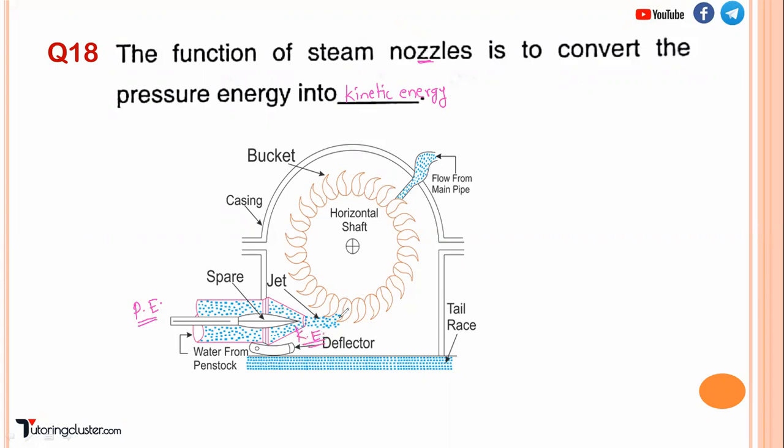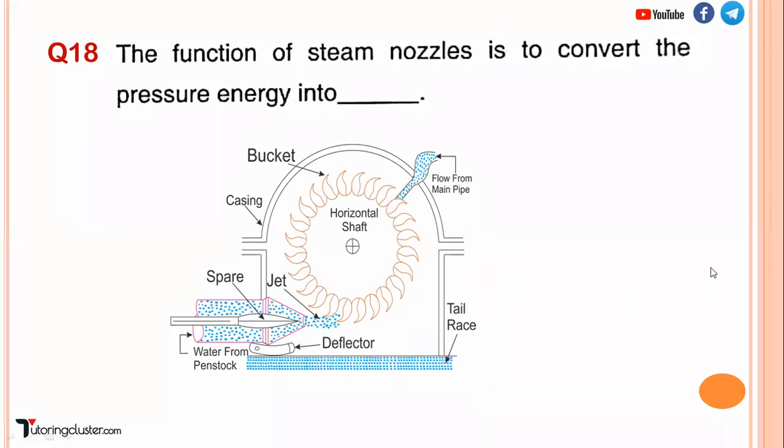This high velocity water hits the bucket, and this bucket rotates, which is further connected to a generator. So this is a schematic of a Pelton wheel, and it is an impulse turbine. Remember this is important, Pelton wheel. So what is the correct answer? It's kinetic energy.